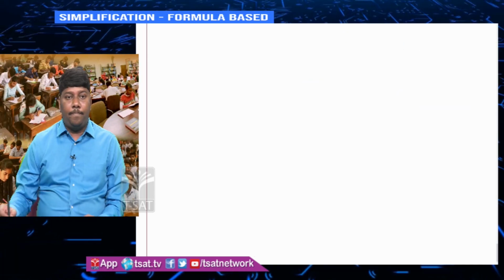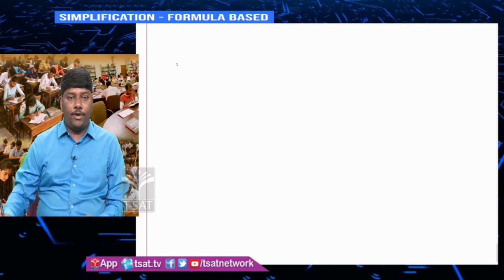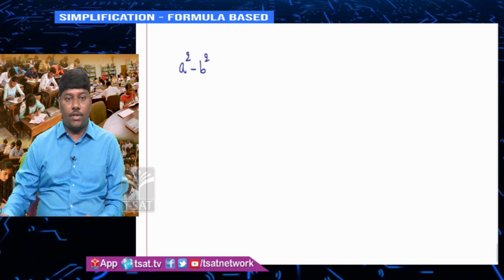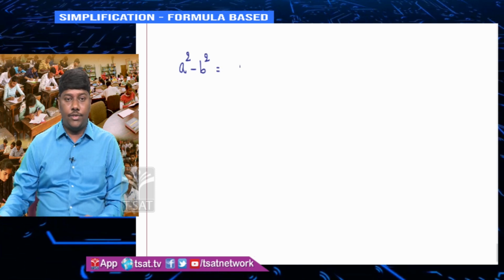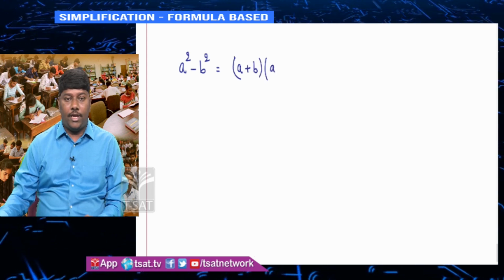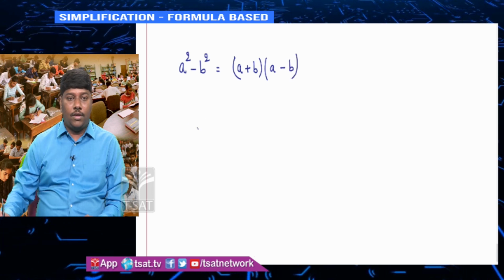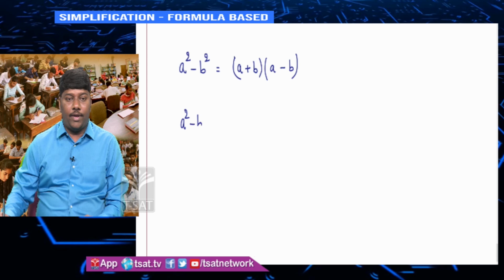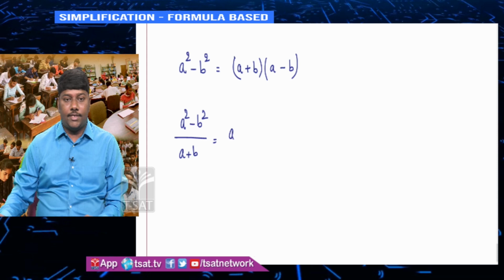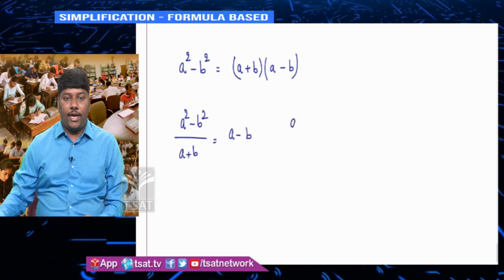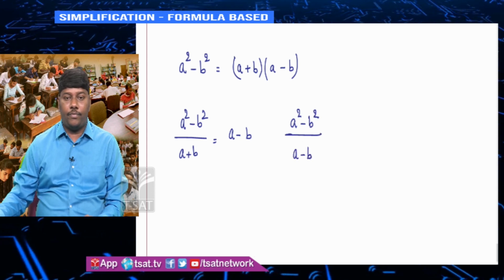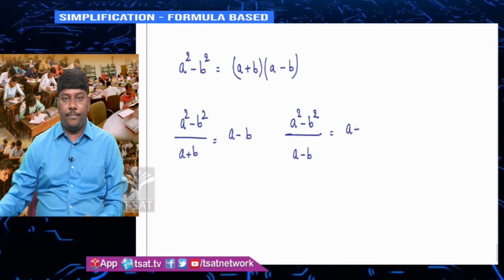Now, look at one more formula. Very simple formula, we all know what is a square minus b square. A square minus b square is equal to (a plus b) into (a minus b). If I have a square minus b square divided by a plus b, I am going to give you a minus b as an answer. If I have a square minus b square divided by a minus b, I would give the answer as a plus b.